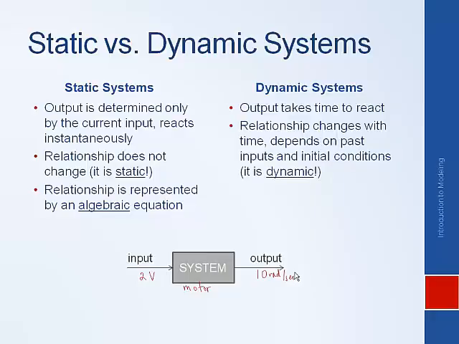If I put in 2 volts, the output isn't always 10. It depends on how long that 2 volts has been applied. It depends what the speed of the motor was before I applied the 2 volts. Was it at rest or was it already spinning? So the relationship between the input and the output changes. It's dynamic. Therefore, we can't represent the system by an algebraic equation. We need to represent it by a differential equation, meaning an equation with derivatives.